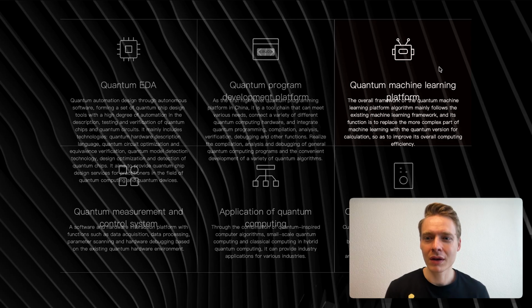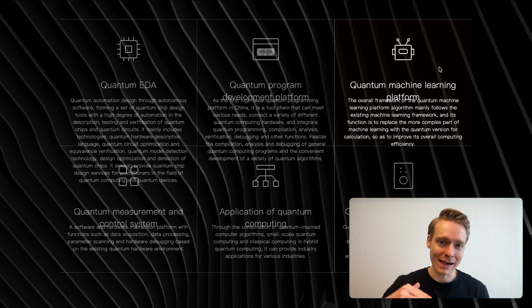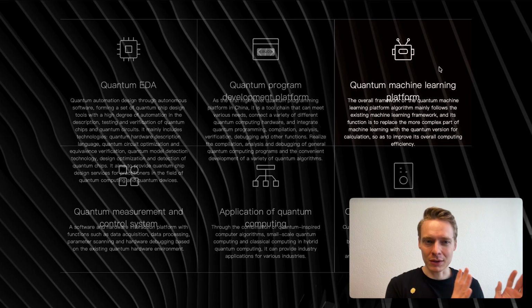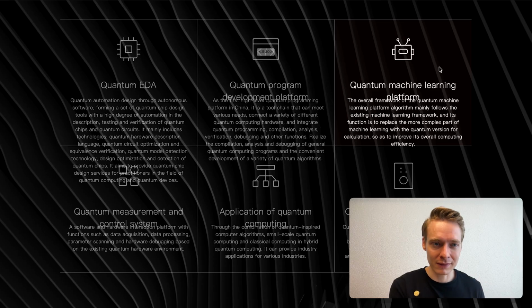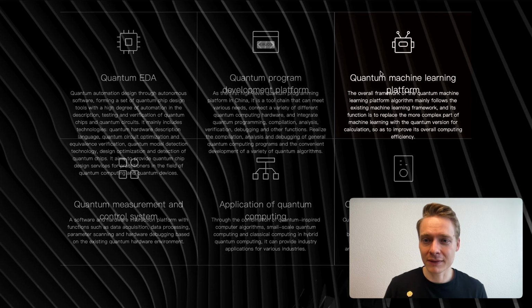Then we have quantum machine learning platform. So the overall framework of the quantum machine learning platform algorithm mainly follows the existing machine learning framework and its function is to replace the more complex part of machine learning with the quantum version for calculation, so as to improve the overall computing efficiency. So that is, let's say, already on the algorithm stage now, right? So we are going from, let's say, getting the chip up and running, fine-tuning and running some, let's say, low-level commands all the way towards the development stage, all the way up to the machine learning algorithm stage. So getting people easy access to quantum machine learning.